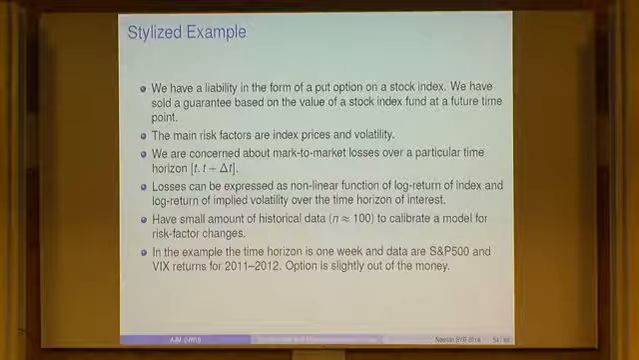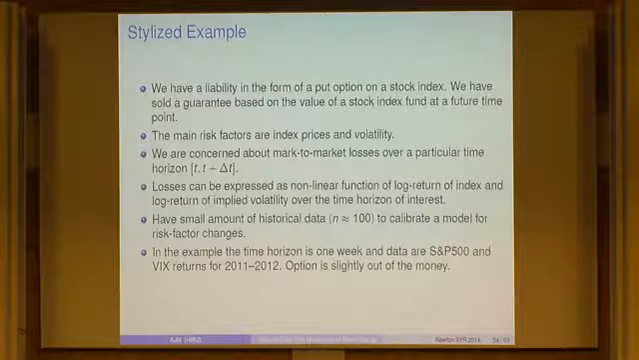And so the log return of the index and the log return of the implied volatility, basically these will be x. And there is a nonlinear function relating those two to the actual losses for this time horizon delta t. And I'll suppose that we have a small amount of historical data, and in the example I take about 100, a small amount of historical data to calibrate a model for changes in the log index and changes in the log implied volatility.